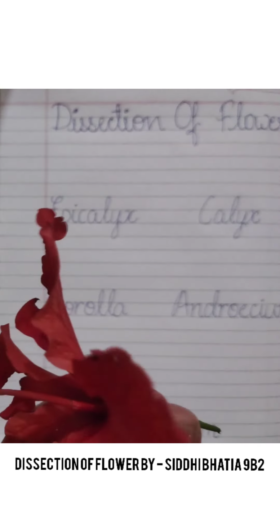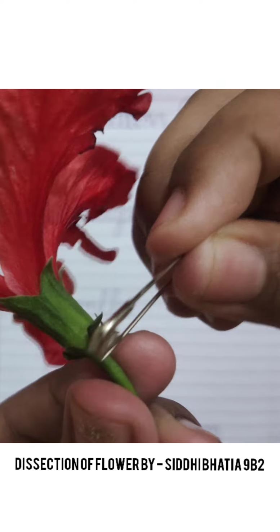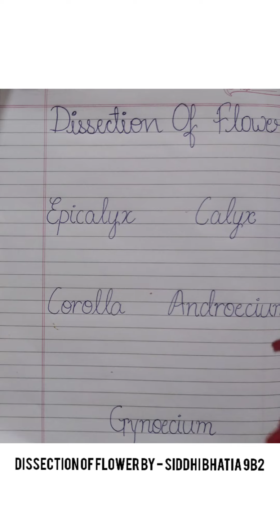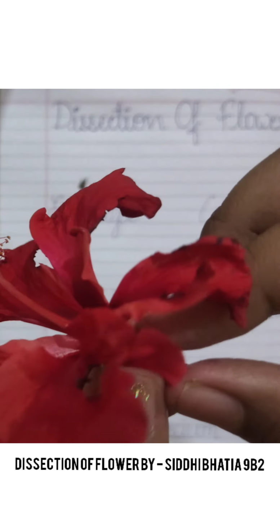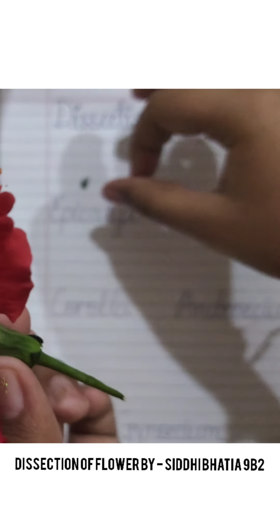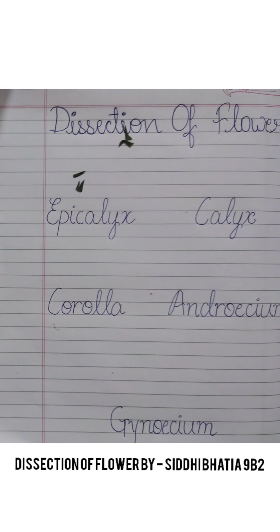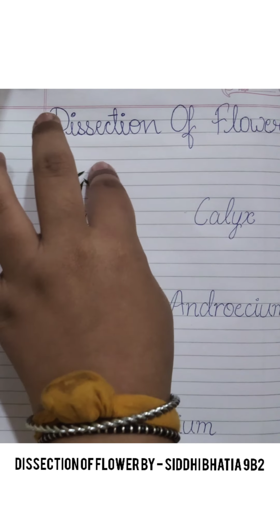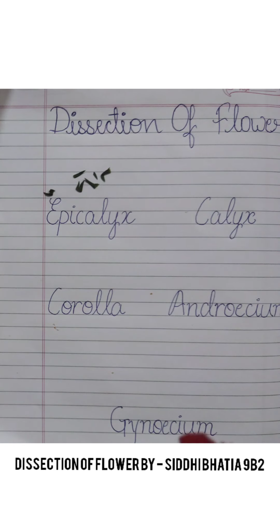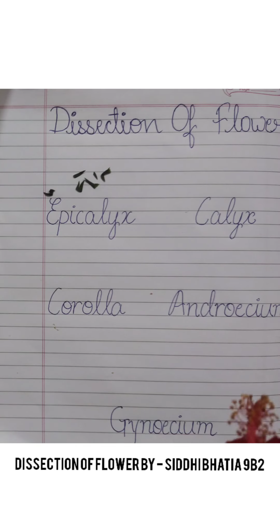So now let's start. First is epicalyx. Epicalyx is the extra whorl of a flower. So you all can see this. This is epicalyx. Now let's take out this from a flower. So you all can see that these are epicalyx of a flower. The number of epicalyx is minimum 5 and maximum 8. So in this flower there are 8 epicalyx.